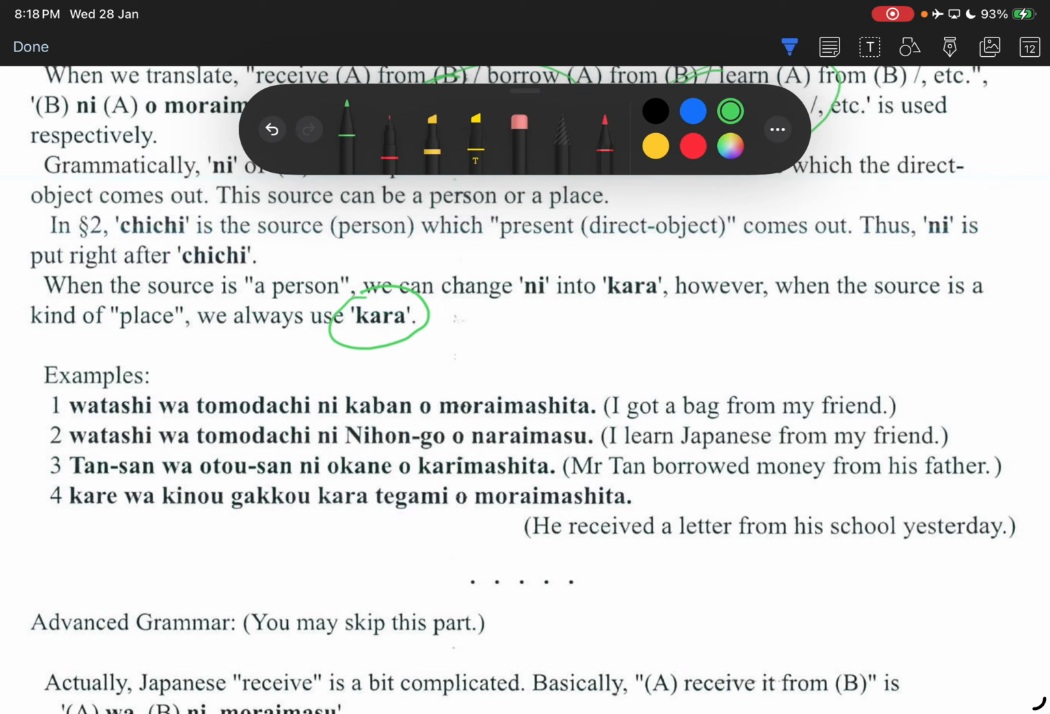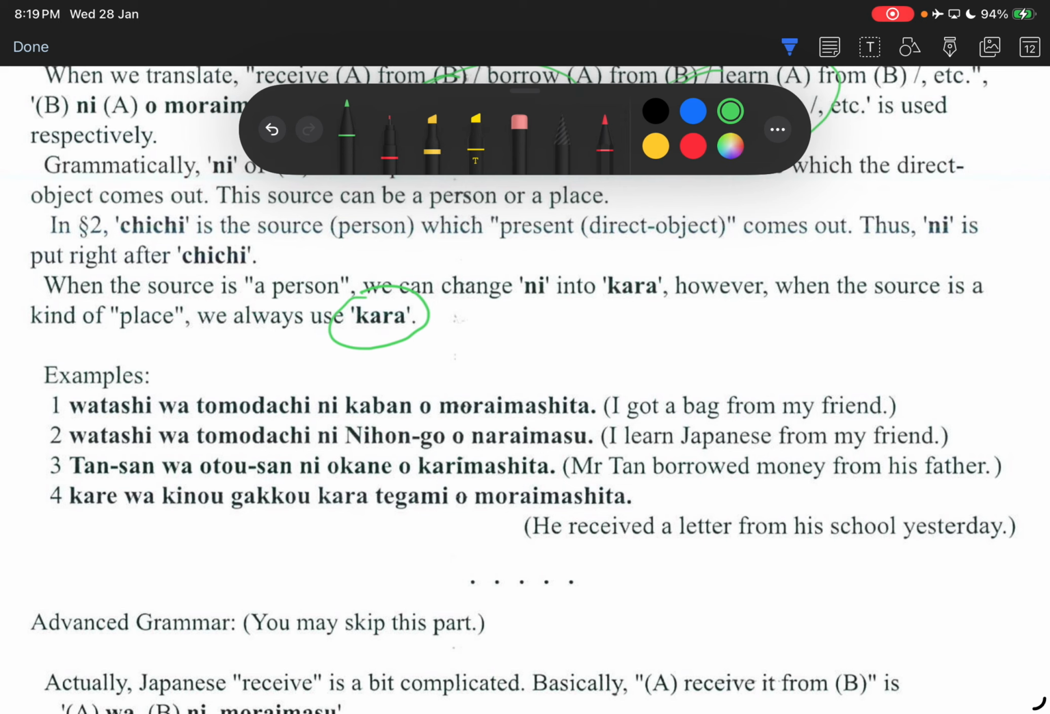kara we don't really use ni because we will learn ni as a position particle very shortly. So when we say a place ni, it simply means a position in that place. So in this case, we don't use ni when we're talking about location, received from a location. Right? We don't say Malaysia ni moraimasu. So instead of ni, we use kara. Right? So Malaysia kara moraimashita. So receive from Malaysia. Buy from Malaysia.